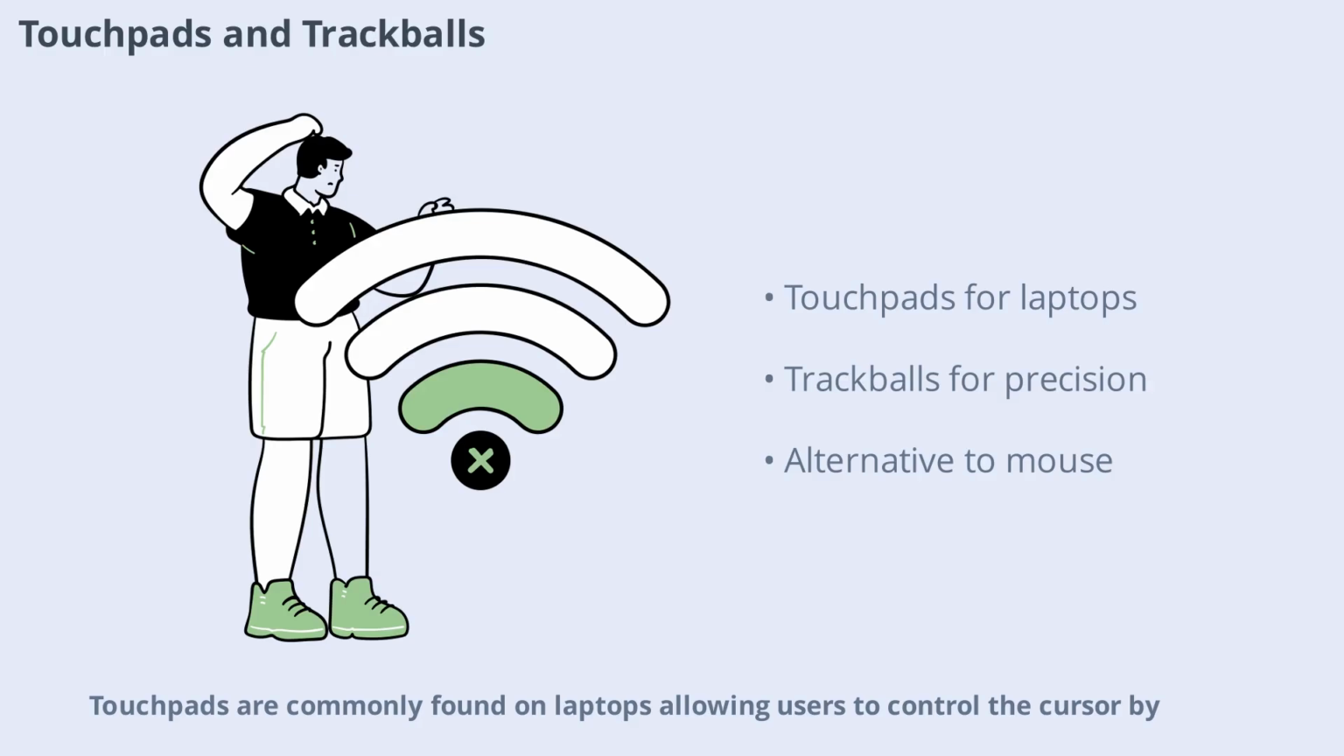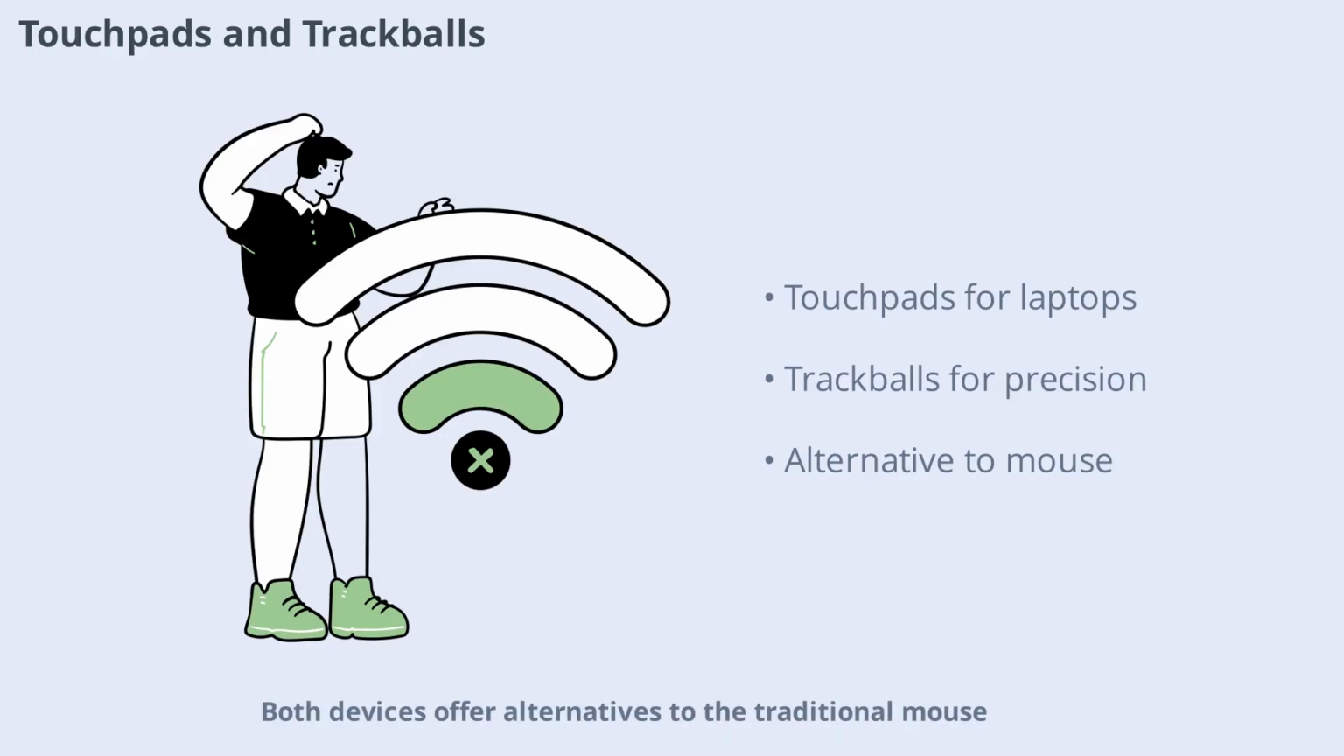Touchpads are commonly found on laptops, allowing users to control the cursor by moving their finger across a flat surface. Trackballs, on the other hand, use a rolling ball to move the pointer. Both devices offer alternatives to the traditional mouse, providing flexibility for different user preferences and needs.